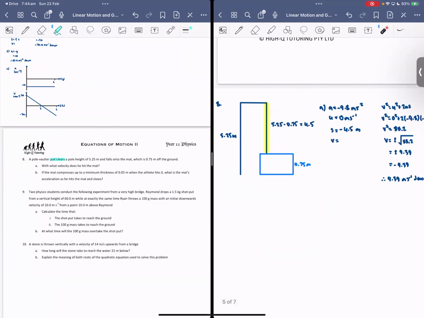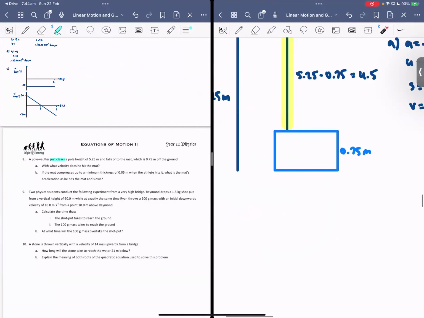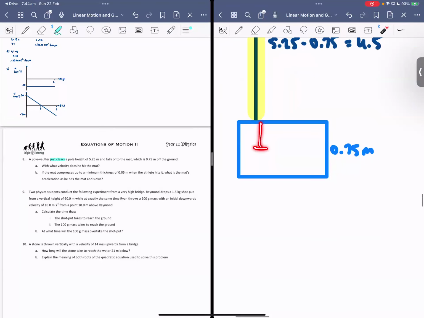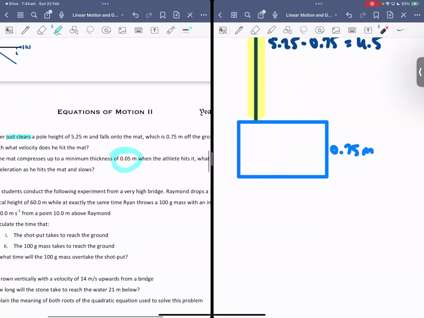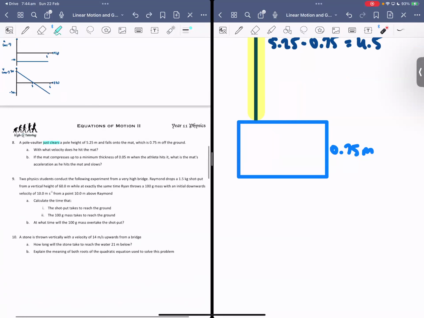All right, next. If the mat compresses to a minimum thickness of 0.05 meters when the athlete hits it, what is the mat's acceleration as he hits the mat and slows down? So guys, we're talking about what the mat does now. We're not talking about the guy anymore. We're talking about the mat.